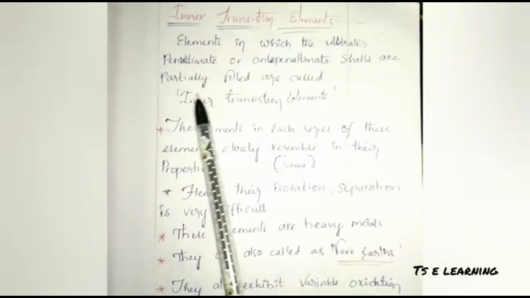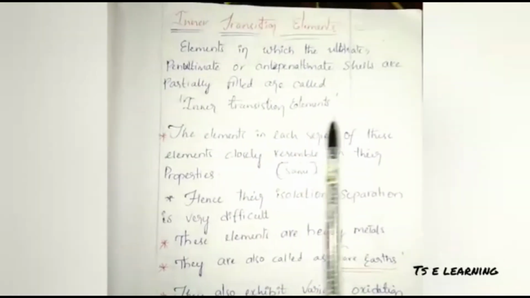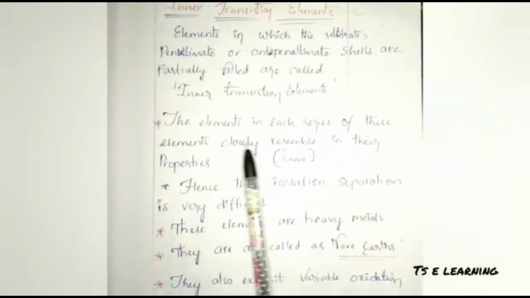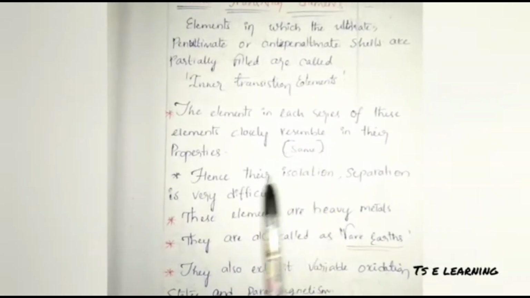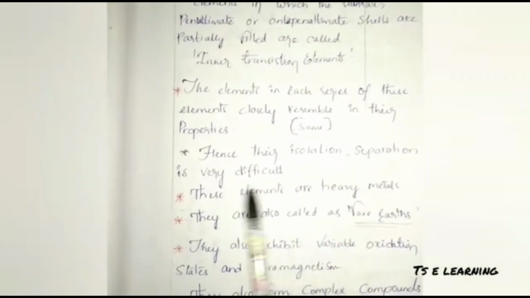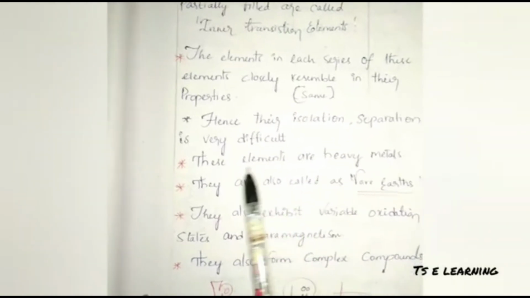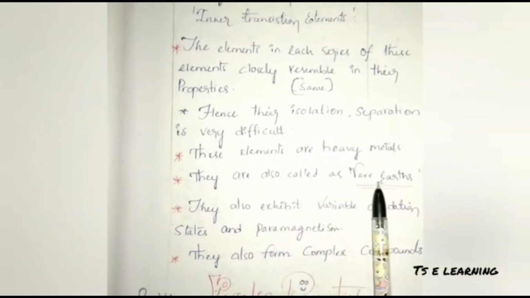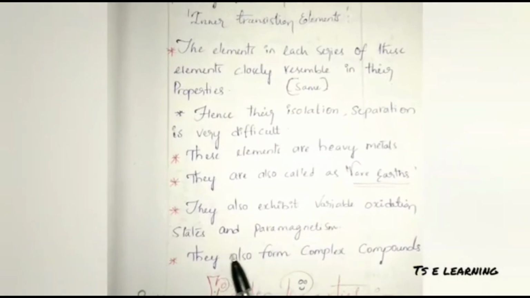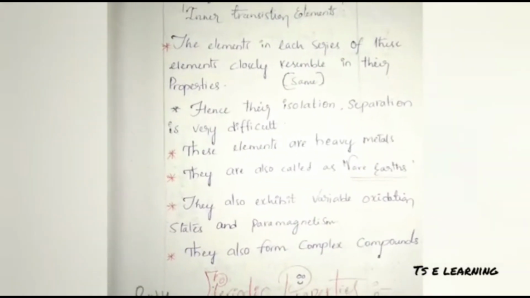Inner transition elements: elements in which the ultimate, penultimate or antepenultimate shells are partially filled are called inner transition elements. The elements in each series closely resemble each other, that means they are the same in their properties. Hence their isolation and separation is very difficult. These elements are heavy metals. They are called rare earths. They also exhibit various oxidation states, paramagnetism, and form complex compounds. So this is called inner transition elements. This is how the elements are classified into some types.